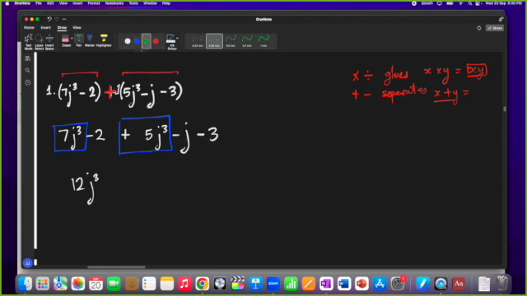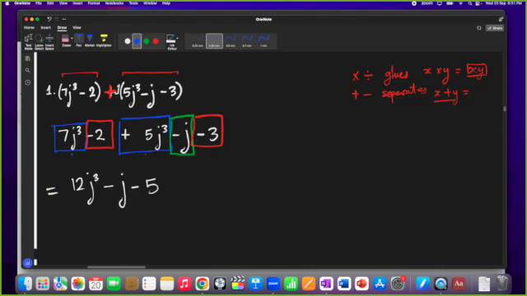Then I see that I have a minus j over here, and I don't have any other j's that I could add it or subtract it with. So that minus j will have to stay over here. And now you're seeing that I have a minus 2 and a minus 3. And this is where those directed numbers rules just come in. Because when the signs are the same, I could add them. 2 and 3 is 5, and keep the sign. And so this is the answer. 12j cubed minus j minus 5, right?